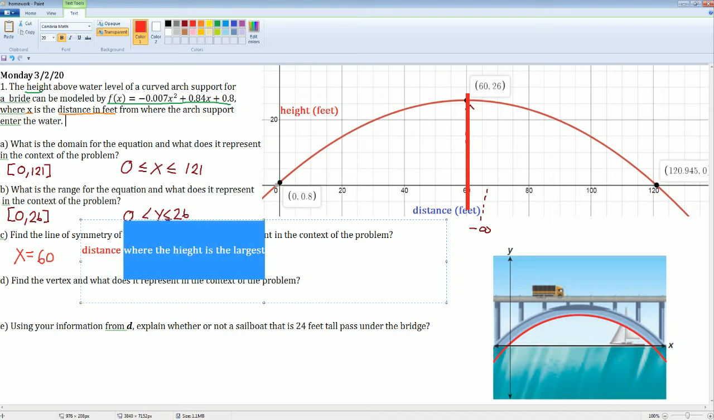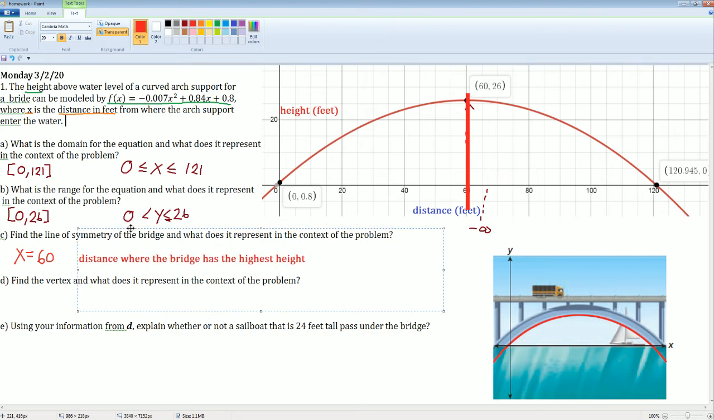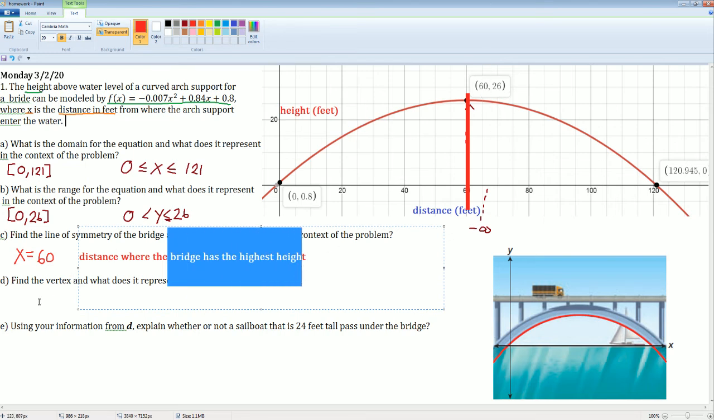Or I think a better statement would be: distance where the bridge has the highest height. That would also work. Let me just make sure I'm spelling this correctly. Height. Yep, good. So all I'm doing is inserting the unit, which is the distance, and here I'm just describing what the line of symmetry does.